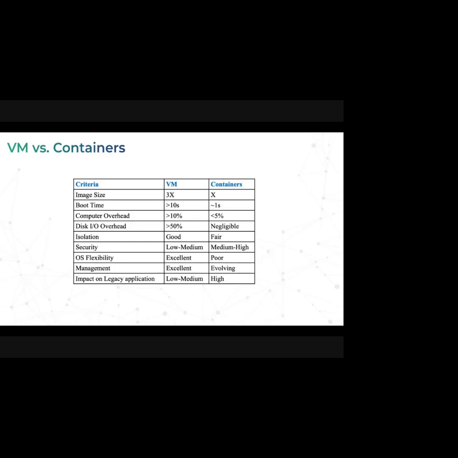Compute overhead, again, remains the same. In terms of compute overhead, for a VM it depends on the application, right? So it will be greater than 10%. In case of a container, it will be less than 5%. Disk IO greater than 50%, negligible. It depends on the negligible perspective, right? Again, the compute overhead and disk IO, I would say, are very subjective to your application. It's not a general kind of comparison like what we have seen in the image and the boot time. It is very subjective what kind of application you pick up, right?